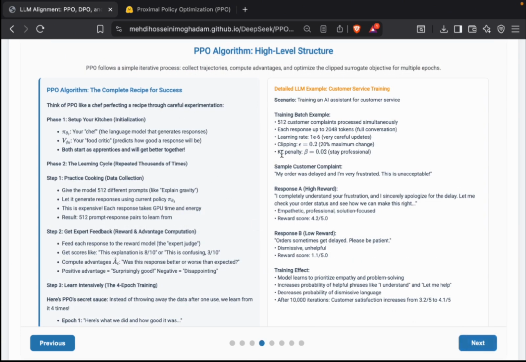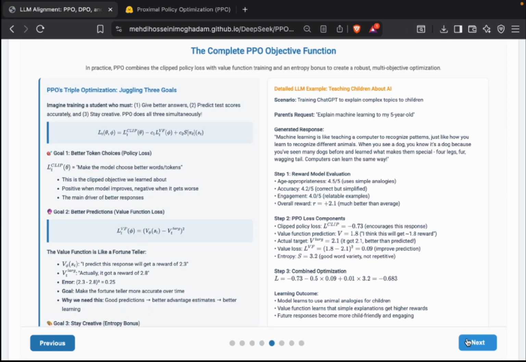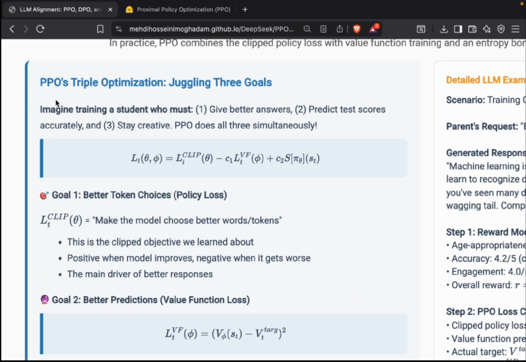I'm going to skip this one. You can have a look at it. This section is not very important. Yeah, let's just quickly go through this part.